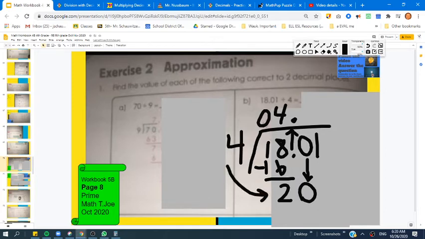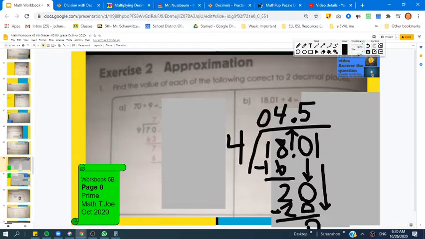4 times 5 is 20. So I'm going to put my 5 on the top, 20, and continue with my subtraction. 20 minus 20 is 0. And I'm going to bring down my next number. How many times does 4 go into 1? Well, 4 doesn't go into 1. So we're going to put 0 right here in our answer blank.